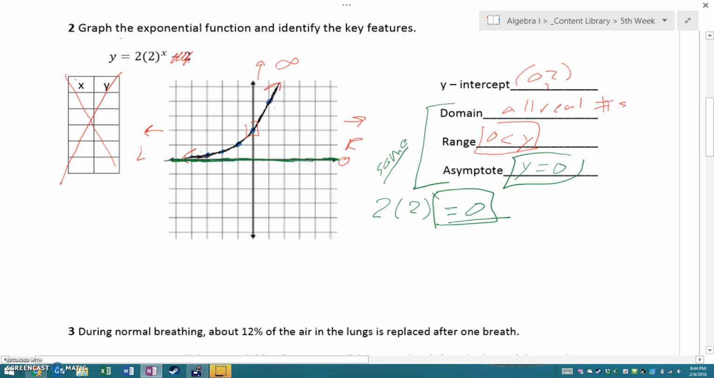I'm giving you the answers to a question. The only thing that will change is the y-intercept. And you can pull the y-intercept from right here. It's your initial value, 0, 2. Whatever that number there is in front, that's what your y-intercept's going to be. All right, jumping down to 3.